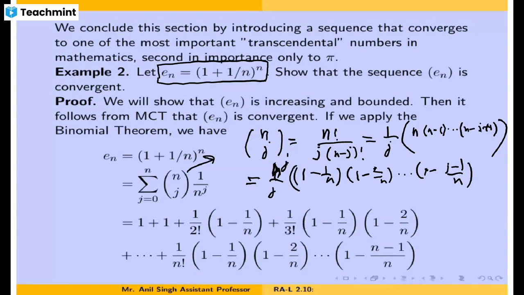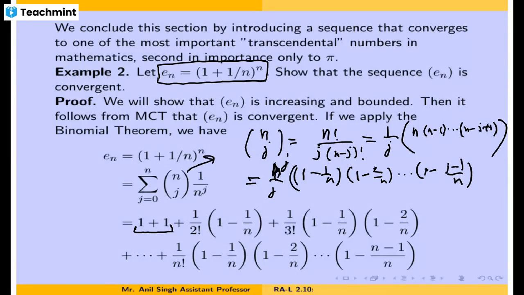If you substitute this term here, the n to the j terms cancel out, and we will be left with, after expanding this sum, first two terms 1 and 1, and then for j equal to 2, I will have 1 upon 2 factorial times 1 minus 1 by n. For j equal to 3, I will have 1 upon 3 factorial times 1 minus 1 by n up to 1 minus 2 by n. And for j equals n, I will have the last term 1 by n factorial and the product of these terms up to n minus 1.